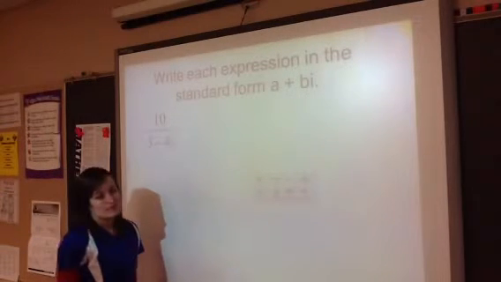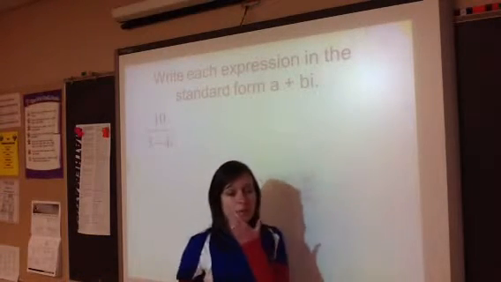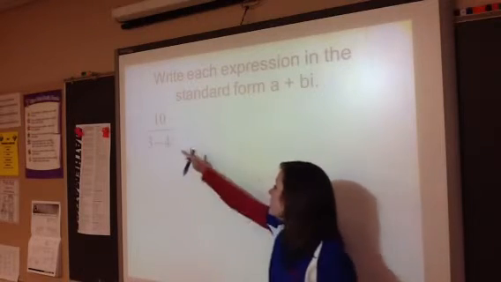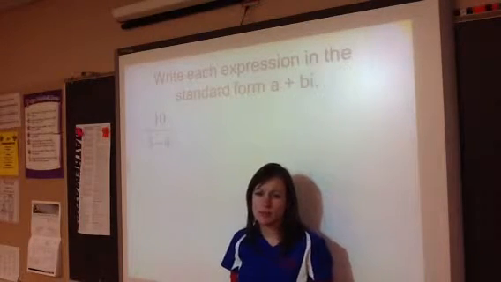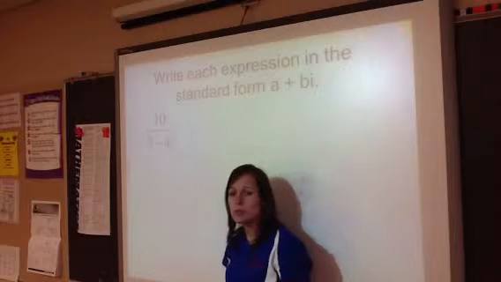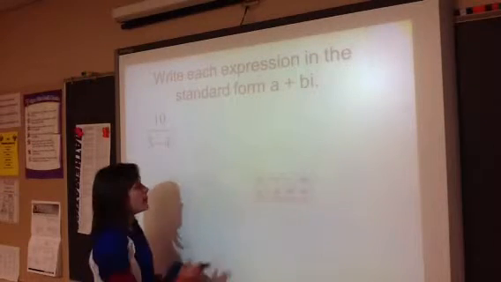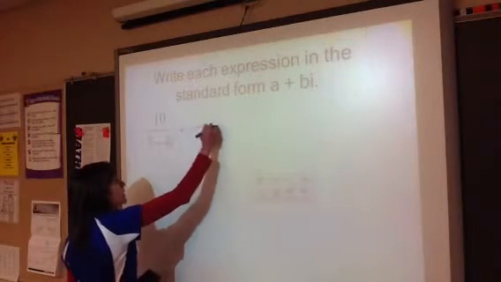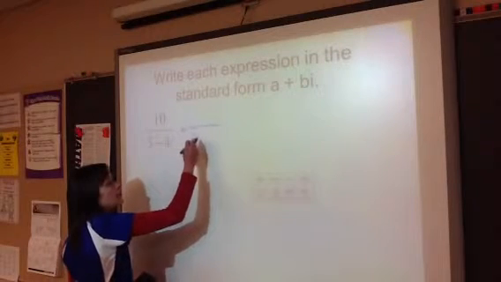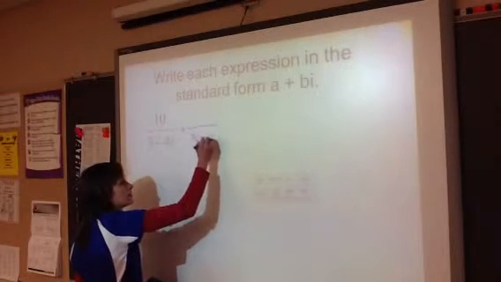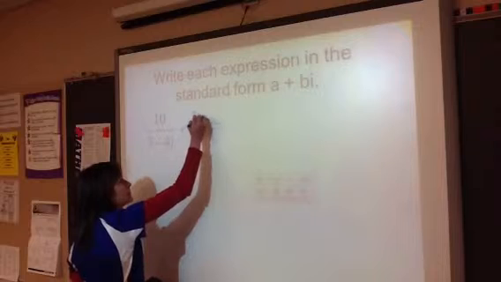So here's the division. It's a little bit harder, but what we're going to do, i represents the square root, and you can't have a square root in a denominator. So we're going to multiply by a thing called a conjugate. The conjugate is the opposite in sign. So instead of 3 minus 4i, we have 3 plus 4i.